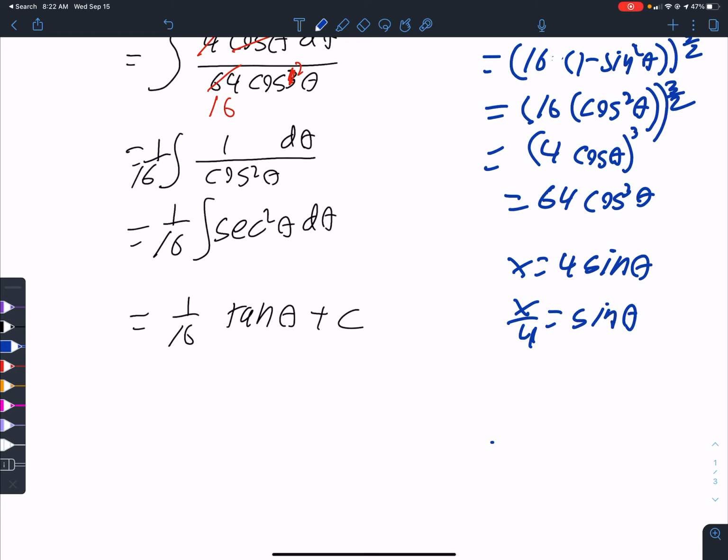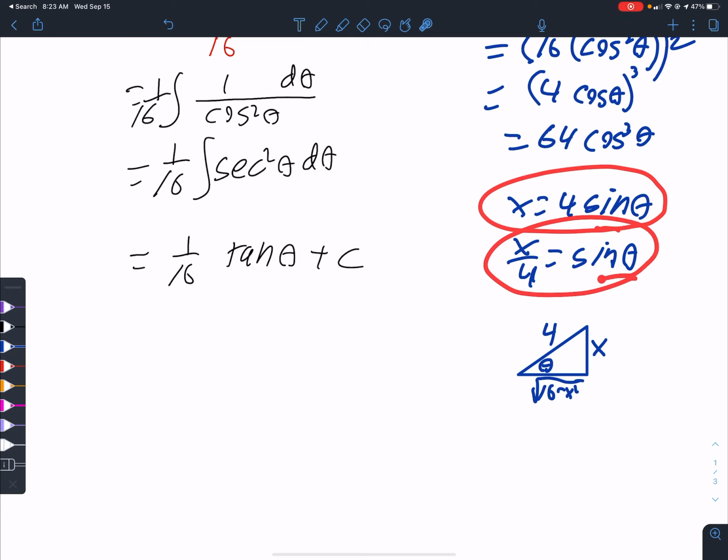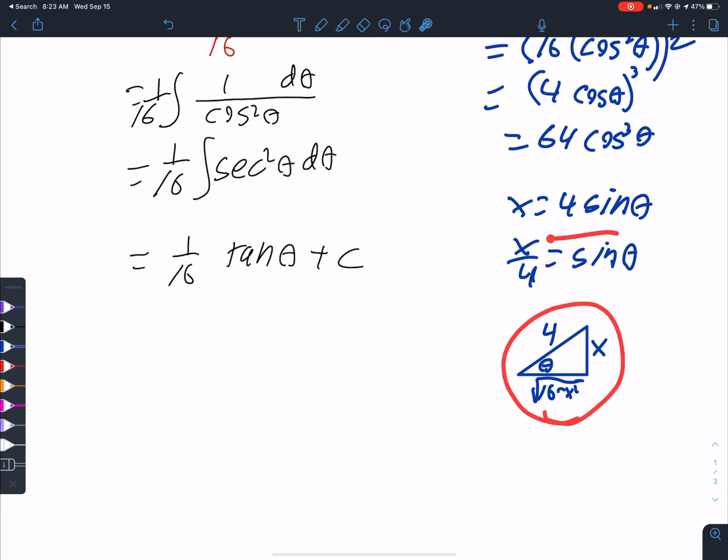There's a triangle associated with that. From what you remember from geometry, the sine of an angle is opposite over hypotenuse. So opposite is x, hypotenuse is 4. Using the Pythagorean theorem, we get the missing side as the square root of 16 minus x squared. So we chose this to be our substitution, solving for sine, we get sine is x over 4, and this triangle relates to this.